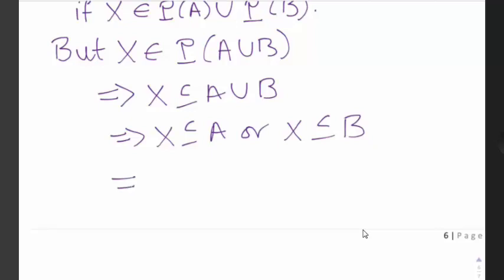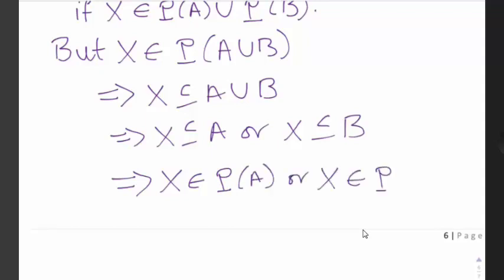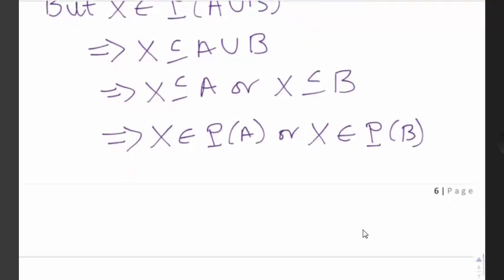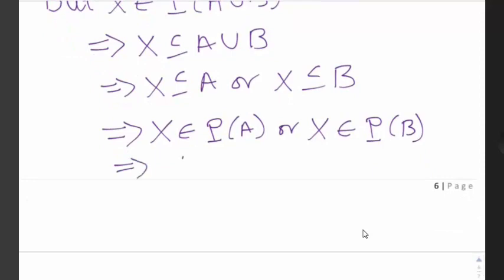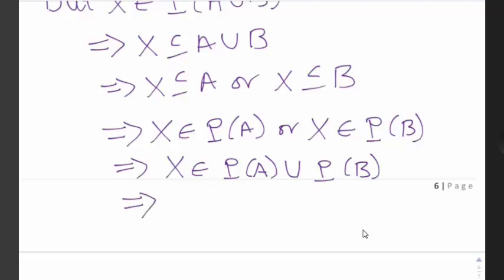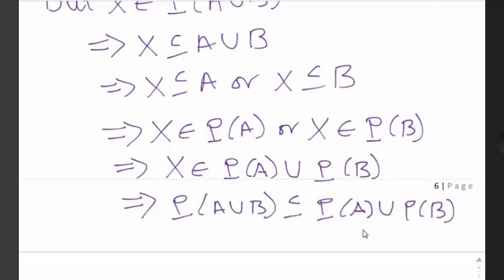But what does this mean? By definition, it implies that X is an element of the power set of A, or X is an element of the power set of B. But by definition, that means X is an element of the power set of A union the power set of B. What does that mean? It means the power set of A union B is a subset of the power set of A union the power set of B. And that implies that our forward inclusion holds. Good job. What about the reverse inclusion?